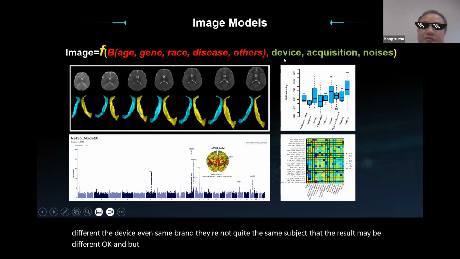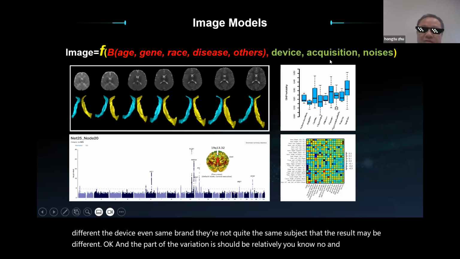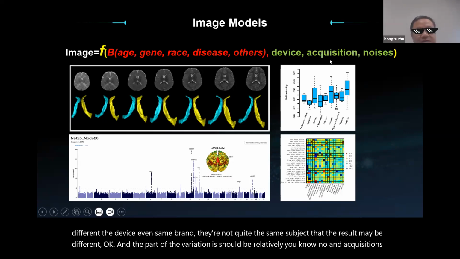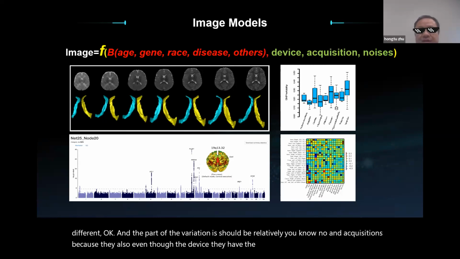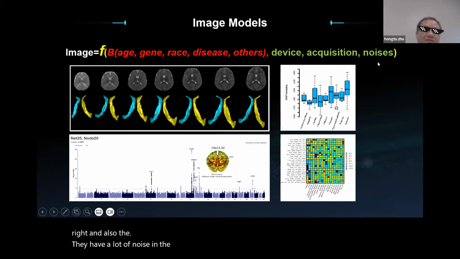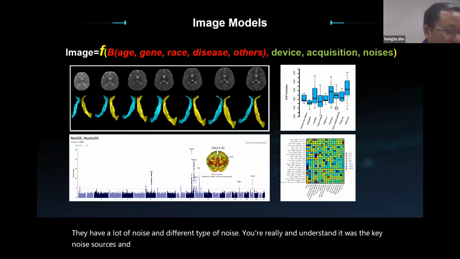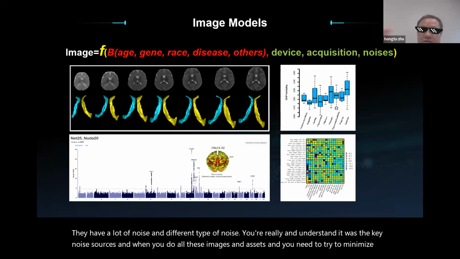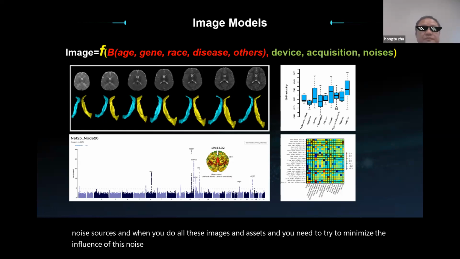But the variation should be relatively low. Then there are the acquisitions, because even with the device, there are different parameters you have to tune, right? Also the data have a lot of noise, of different types. You really need to understand the key noise sources when you do all these imaging analyses, and try to minimize the influence of this noise component on your data.